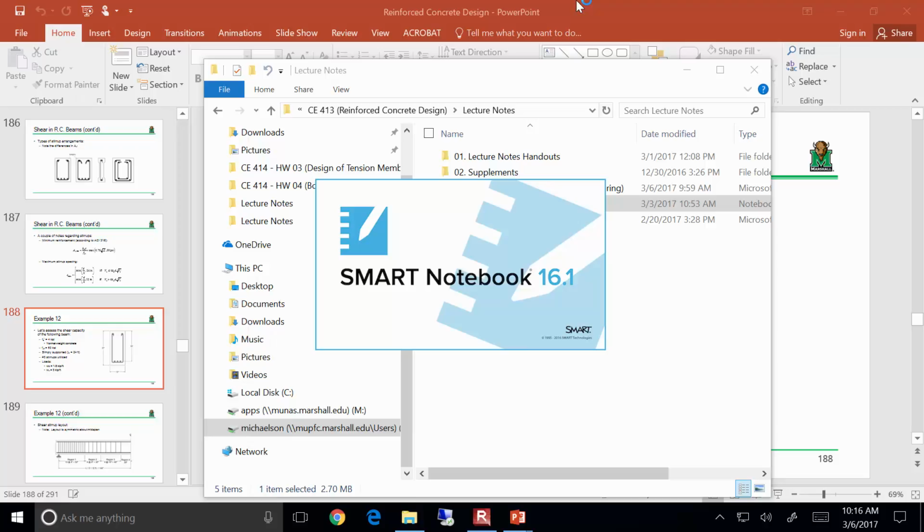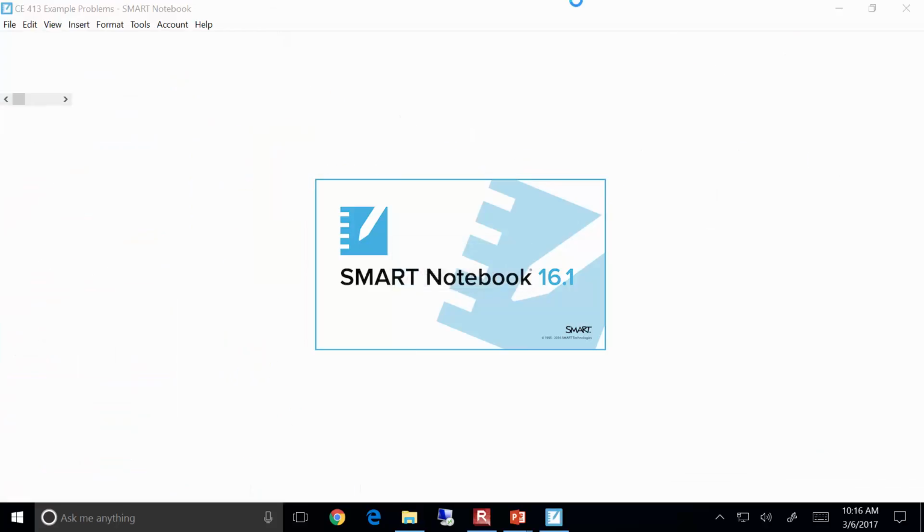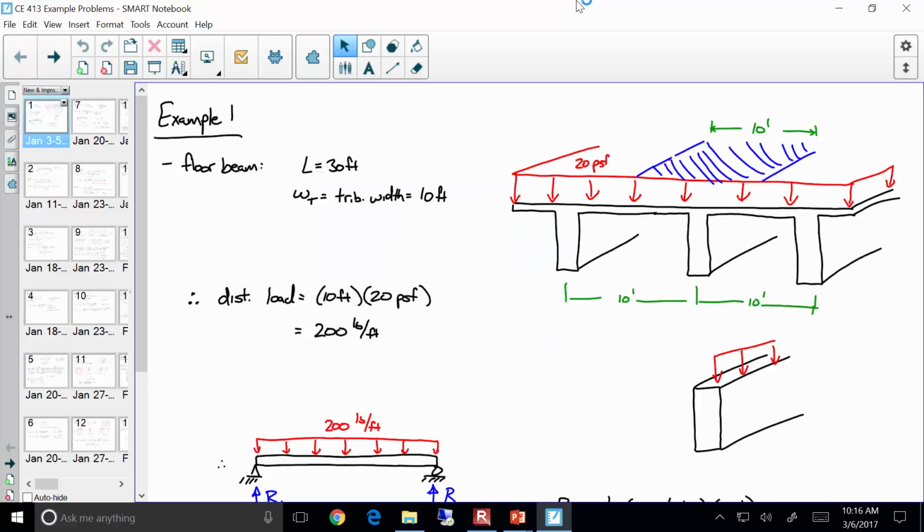How come we take in the self-weight? Okay, I've gone into this before, but if you remember, the self-weight of concrete by itself is about 145 pounds per cubic foot. We don't use 145, we use 150. So we're bumping that up a little bit to account for the extra steel.